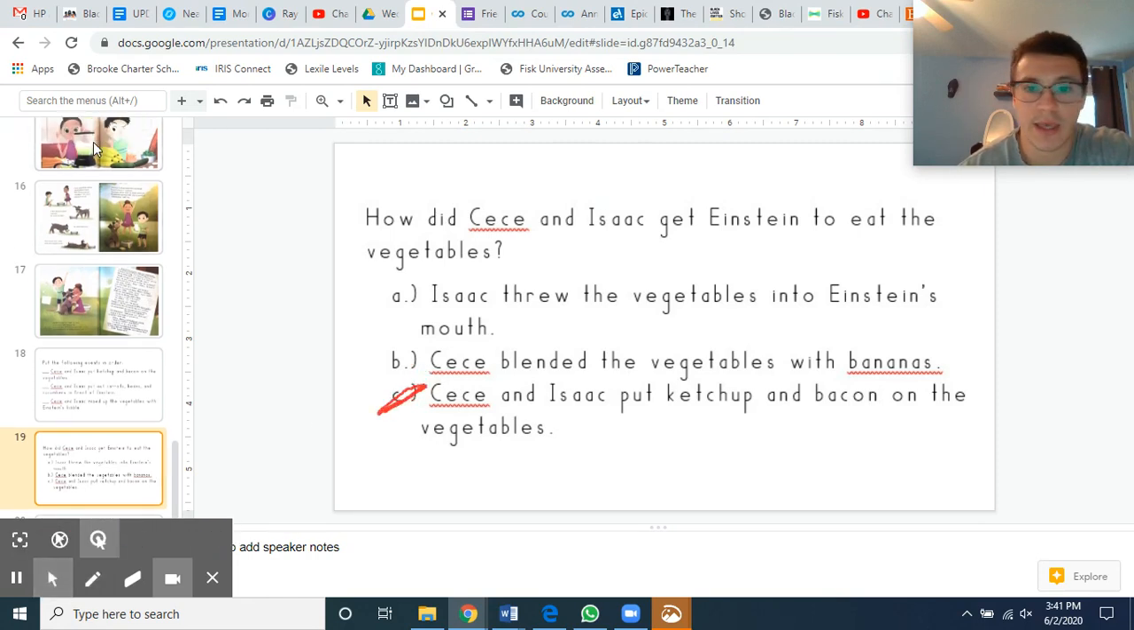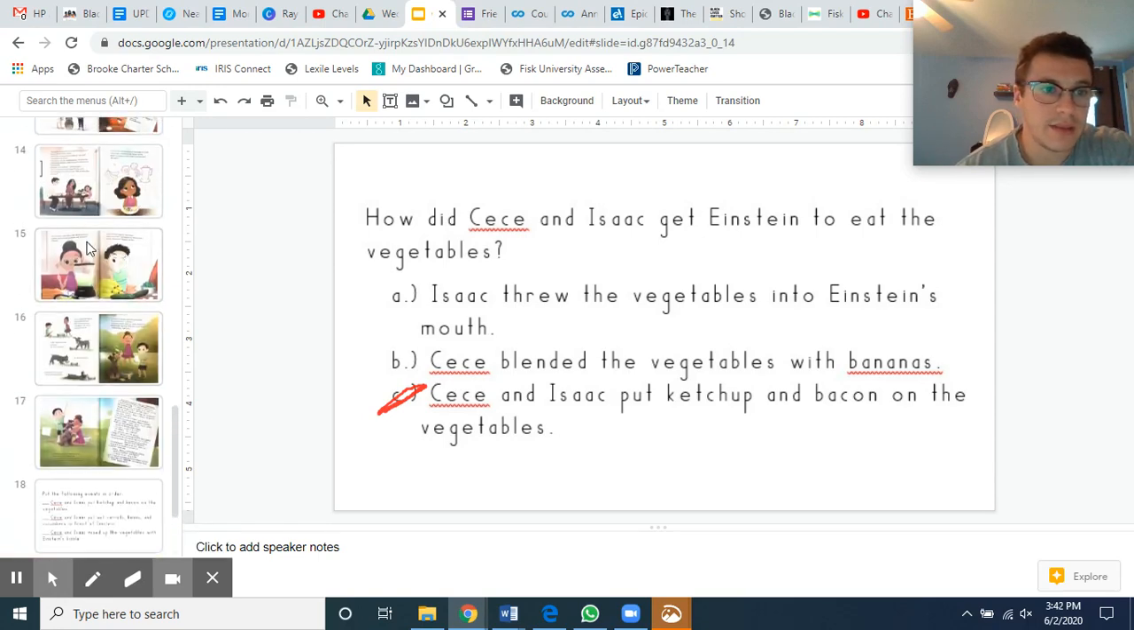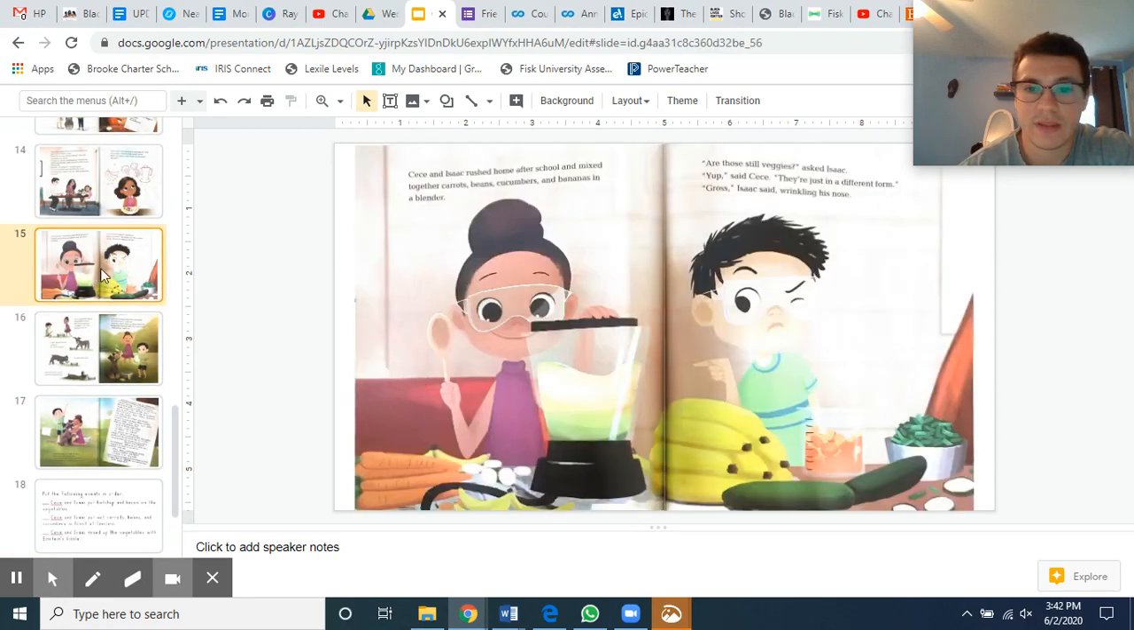All right, now let's see. Here we see them starting to mix the vegetables with the bananas. So let's read and see if we can find that text evidence. Cece and Isaac rushed home after school and mixed together carrots, beans, cucumbers, and bananas in a blender.